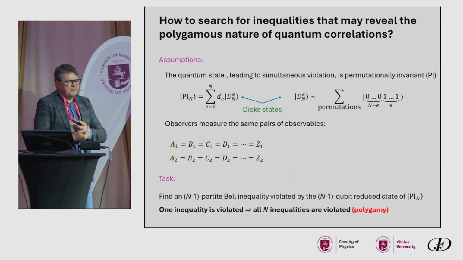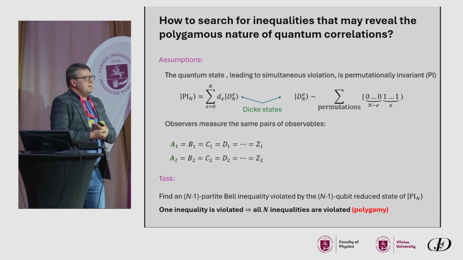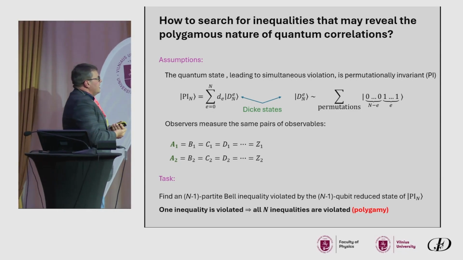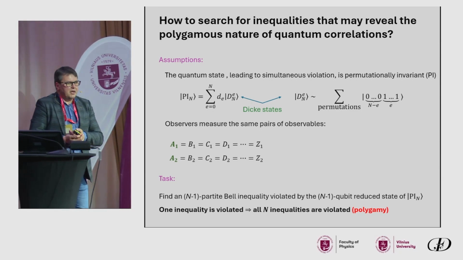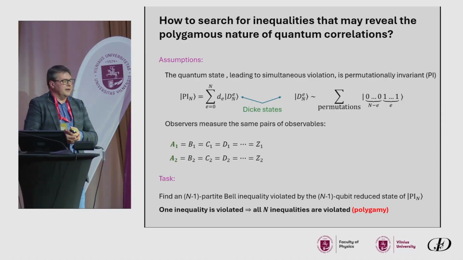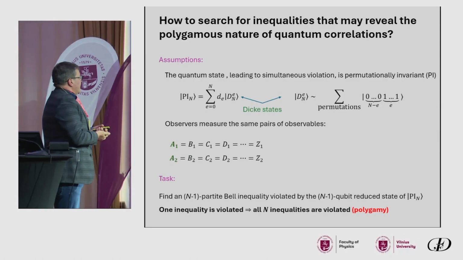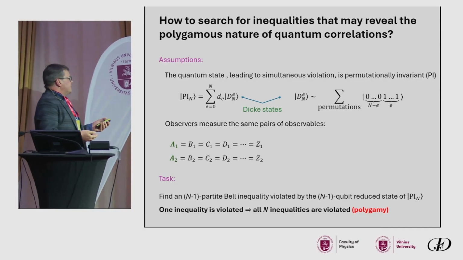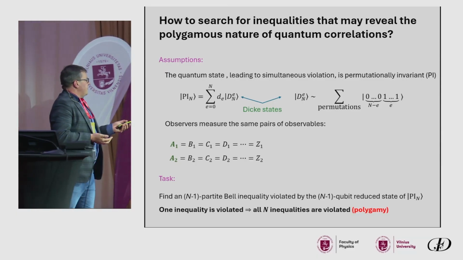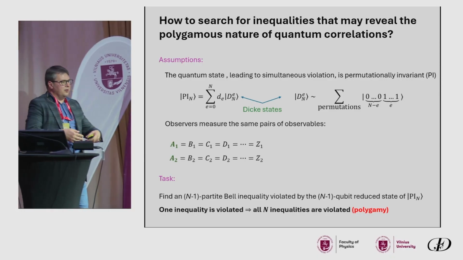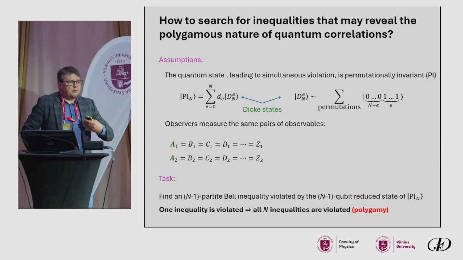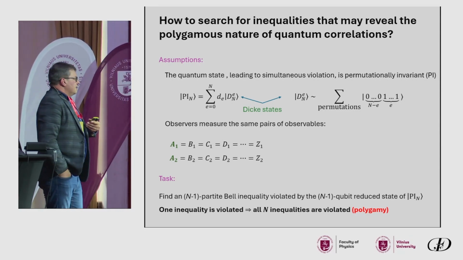How to find such inequalities? We make the problem symmetric. We assume that the quantum state is permutationally invariant. It means it should be expressed as a superposition of the Dicke states. And the second assumption, we assume that observers measure the same pairs of observables. The first measurement setting is the same for Alice, Bob, and so on, and similarly for the second setting. And now the problem is significantly simplified.